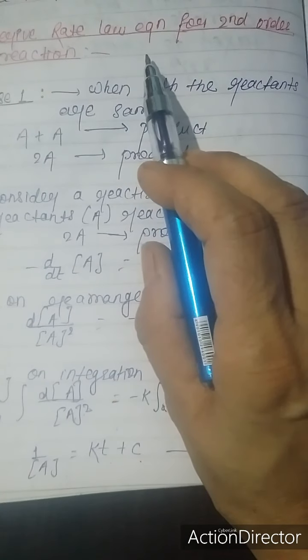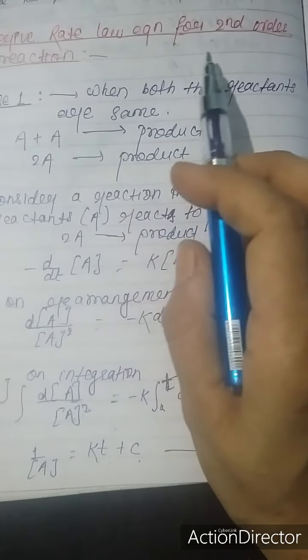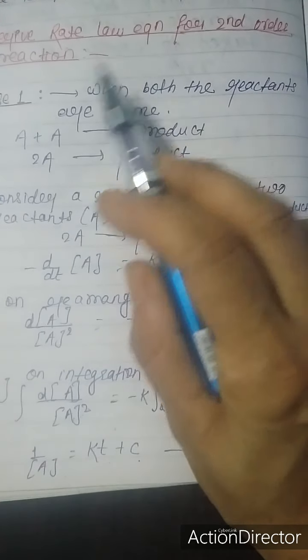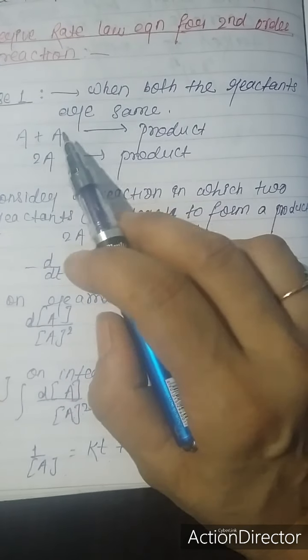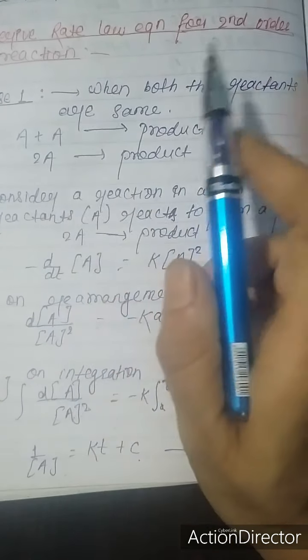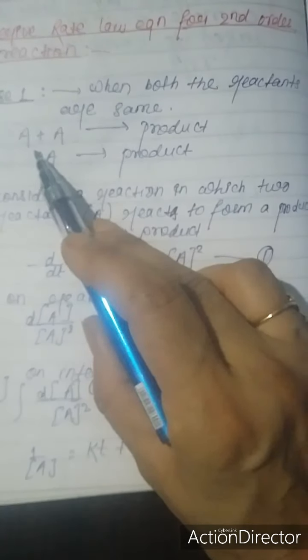In my previous video, I derived the rate law equation for the zero and first order. Now let us see the second order. In second order there are two cases. The first case is when both the reactants are the same, and the second case is when both the reactants are different. So case 1 is when both the reactants are the same.